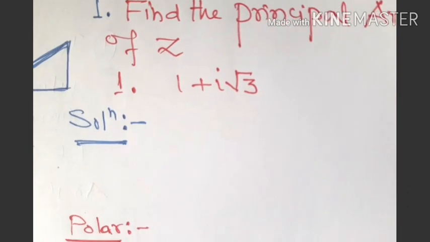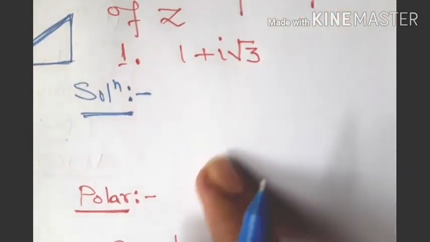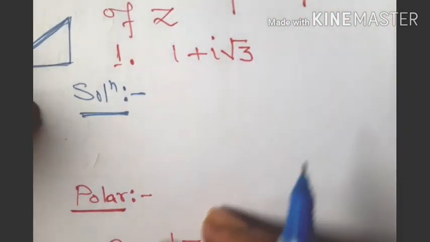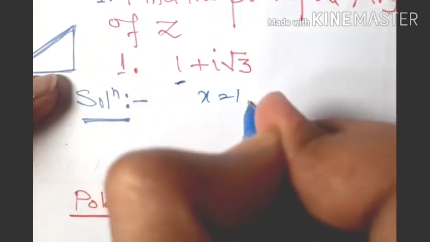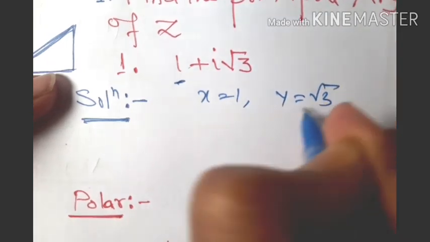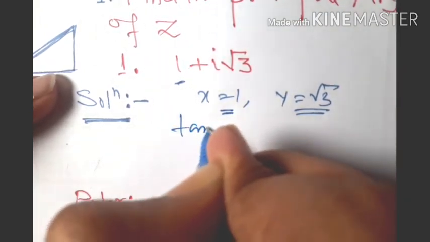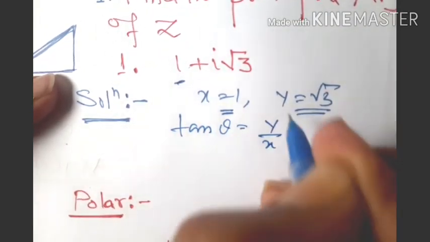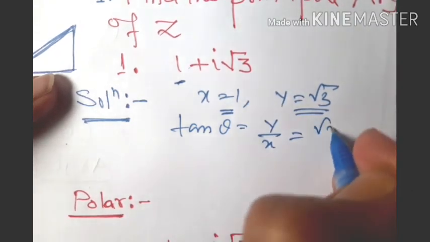Here I have taken some problems. Argument of 1 plus i root 3. If you see here, this is 1, this is i root 3. That means here x equals 1, y equals root 3. So the tan theta value will be what? y by x, imaginary part by real part, that is root 3.